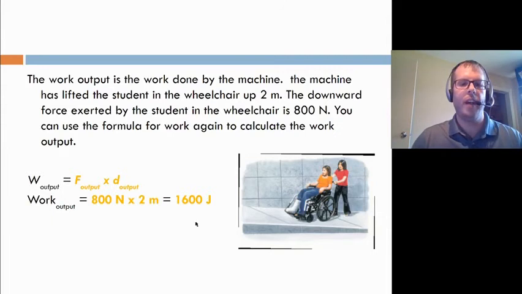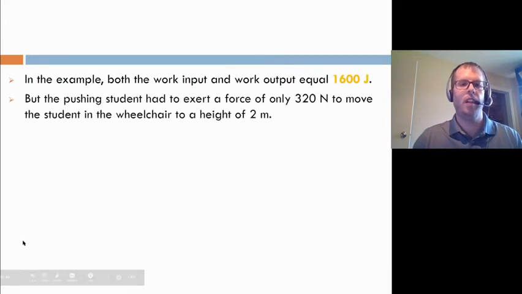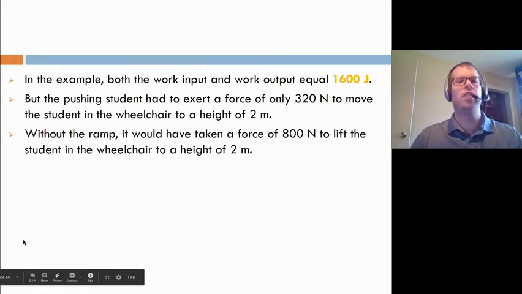So no matter what, whether we push the student up the inclined plane or lift them up to the platform above, it is the same amount of work. What's the difference? Well, the difference is that we only needed to use 320 newtons of pushing force to get the student in the wheelchair up the ramp, whereas if we were to lift them straight up, you'd have to apply 800 newtons of force. Okay, and I just summarized that there.